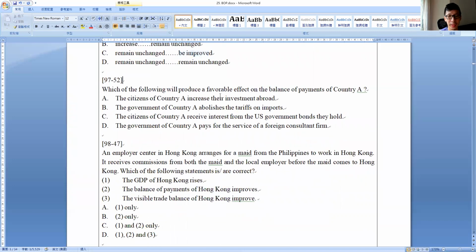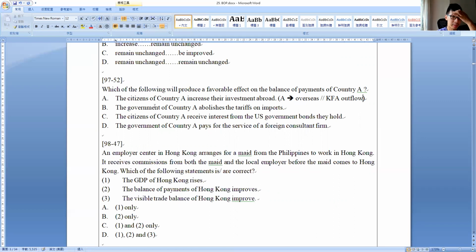Alright, so next one. Now, which of the following would produce a favorable effect? Nowadays we don't use such wording. Usually we don't say favorable or not. We only say would increase or decrease. Okay, a favorable effect on a balance of payment. Now, in order to be favorable, you need an inflow of money. So here, a citizen of country A increases their investment abroad, meaning country A paying money to overseas. This is a KFA outflow, because it is investment. This is a capital and financial account outflow.